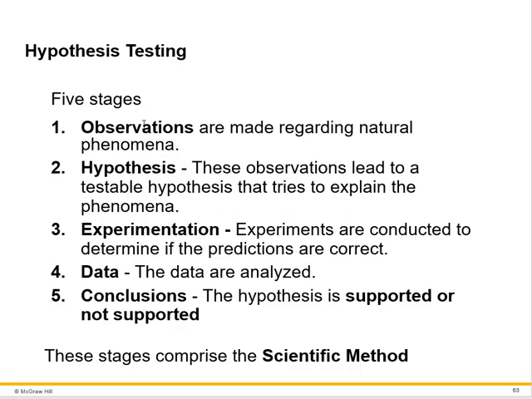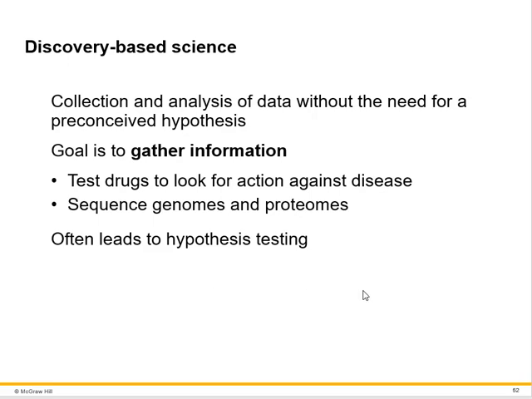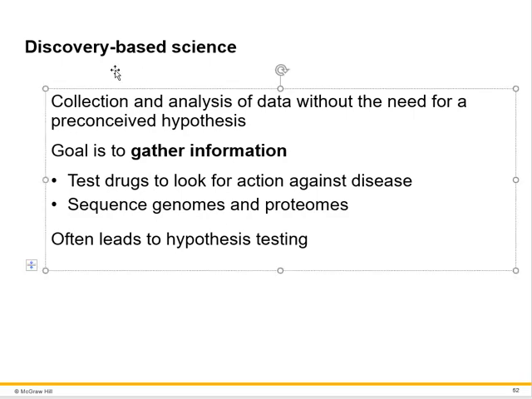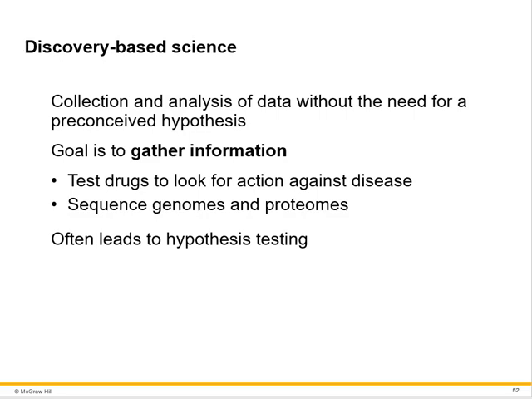And with hypothesis testing, you have observations that lead to a hypothesis that you test, and then you gather the data and you analyze the data, and then you have conclusions. So those are the 5 stages generally of hypothesis testing. And a lot of times we would call this the scientific method, but there are, again, a lot of medical discoveries or medical papers, and if you look at them, they don't say the hypothesis for this is this. It's usually a lot of this discovery-based science that's going on.